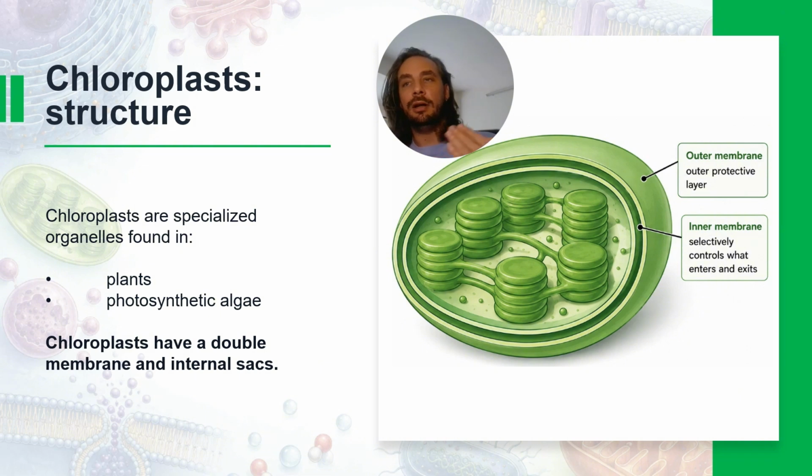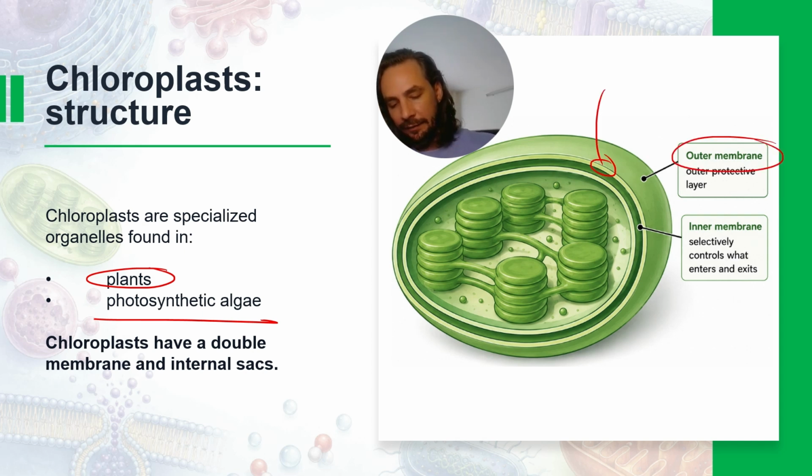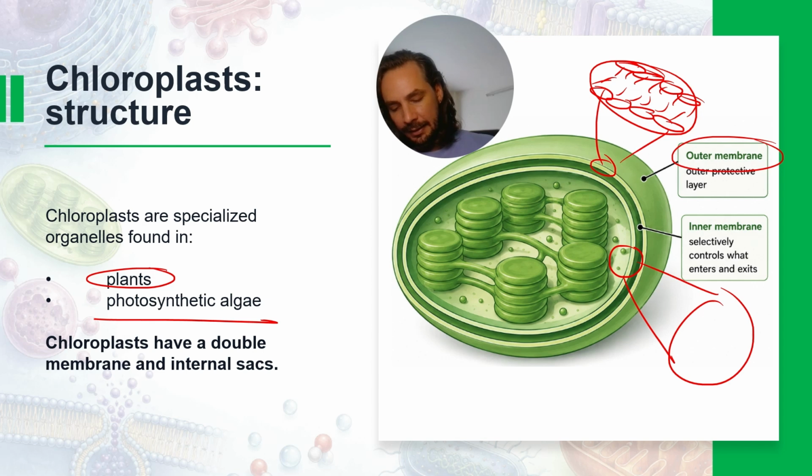Chloroplast structure. Now, chloroplasts are specialized organelles, okay? And they are found in plants and some photosynthetic algae. Chloroplasts also have a double membrane system. They have an outer membrane that is protective. So this is a phospholipid bilayer. And here we have an inner membrane that selectively controls what goes in and out of this chloroplast. And it's also a phospholipid membrane.